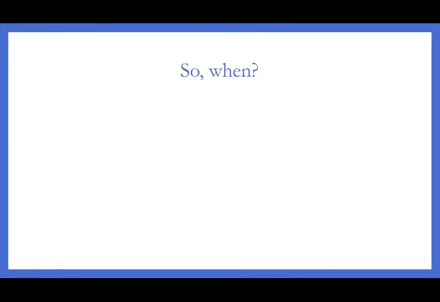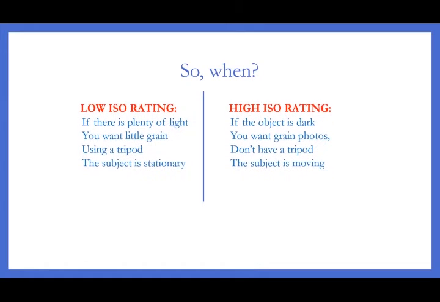So, when you use low ISO, you can use it if there is plenty of light and if you want little grain, or if you're using a tripod and the subject is stationary. When the scene is dark and you don't have a tripod, you can use high ISO. And if the subject is moving, it is also preferable to use high ISO.